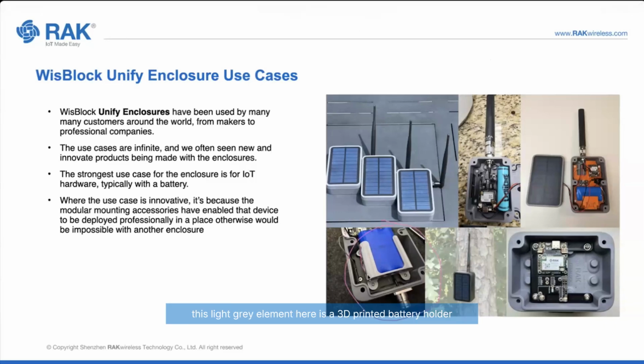So for example, this light grey element here is a 3D printed battery holder. So this customer had this blue battery pack and they screwed it into the mounting plate. This customer here, this orange piece, they 3D printed their own mounting plate, which is also the same here. This customer wanted to rotate how they mounted their hardware. So we have many success stories, many customers using the Unified Enclosure at scale, both customized or not. Some customers need our help with customization. Some customers are very capable of doing it themselves.